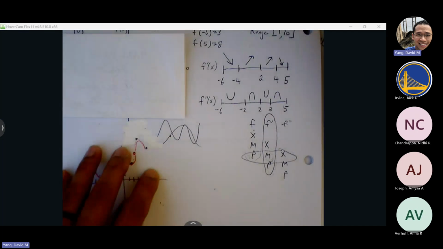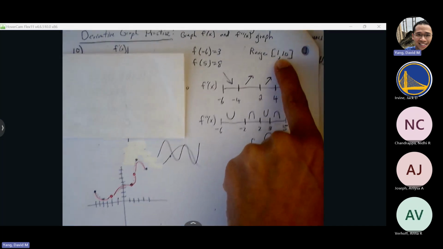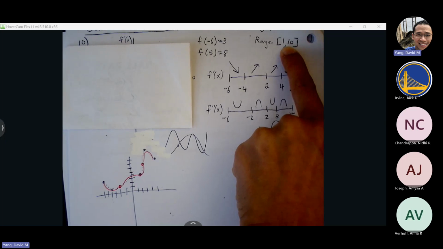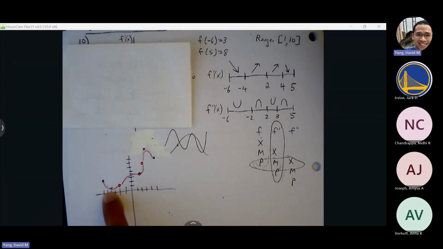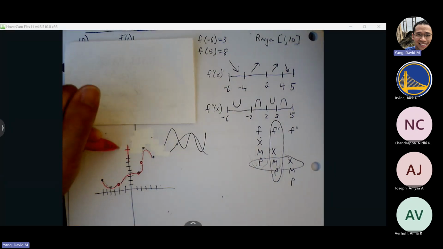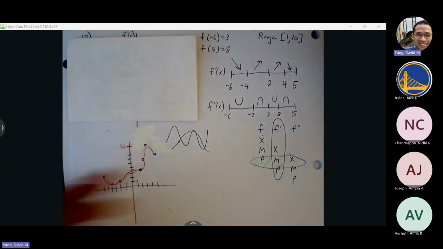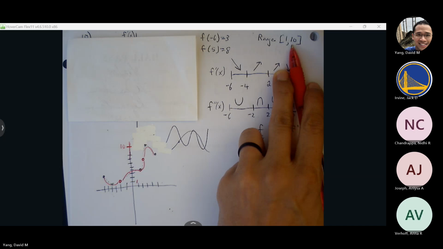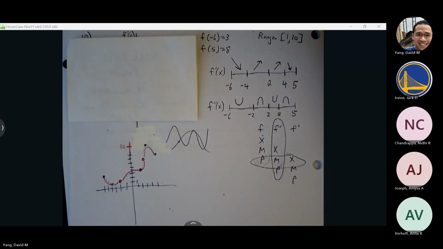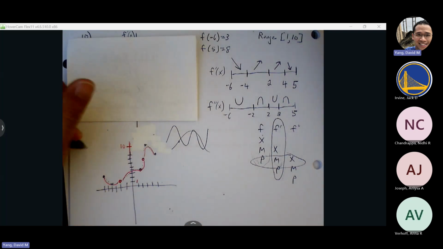Okay, so that's the f of x graph. And also at the end, we want to make sure that our graph is exhibiting this range behavior. So range behavior shows my lowest y value needs to be at 1. My highest y value needs to be at 10. So you can just indicate that you have those points identified. Okay, here's my f of x.